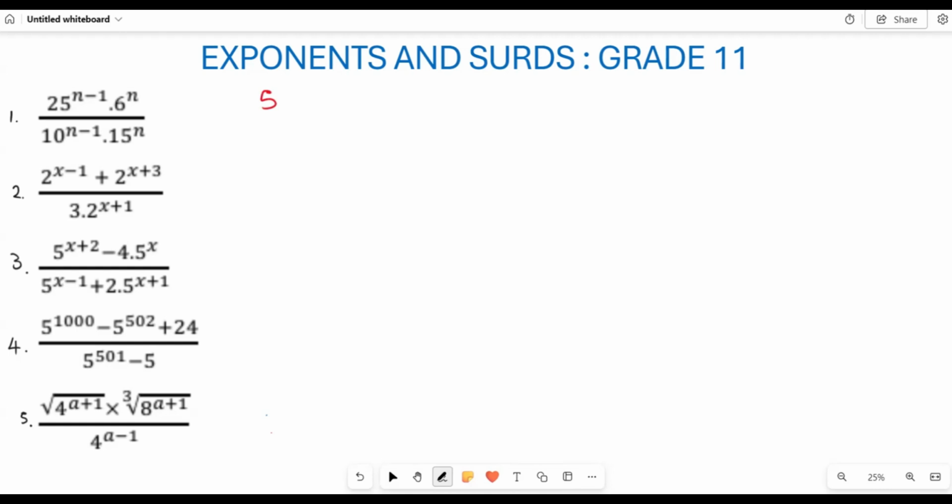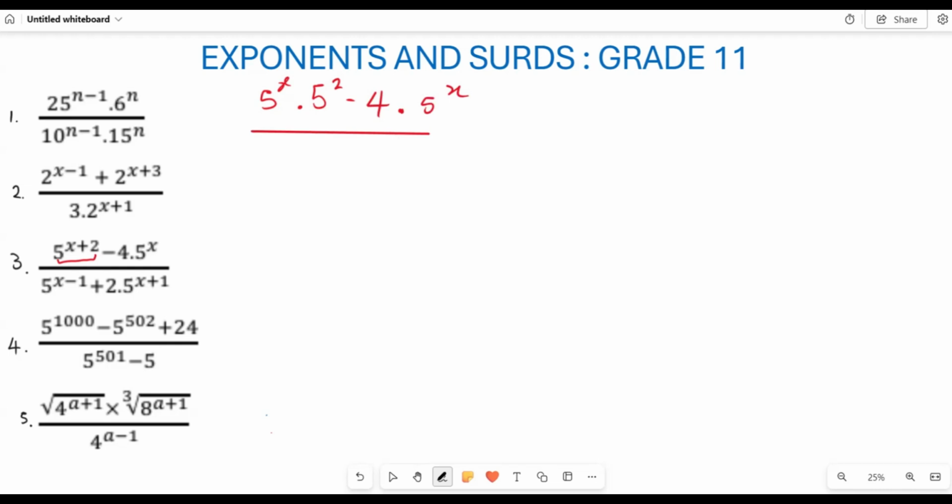I want to write this in factor form. I can write this in terms of 5 to the power of x multiplied by 5 squared, right? This is what I'm doing here. I'm just writing this in factor form. Subtract, this is same as 4 multiplied by 5 to the power of x, right?